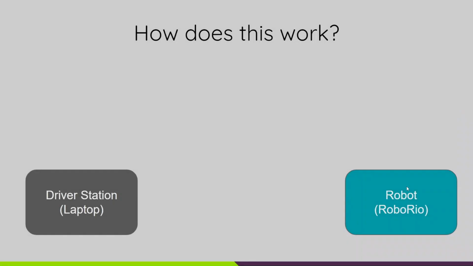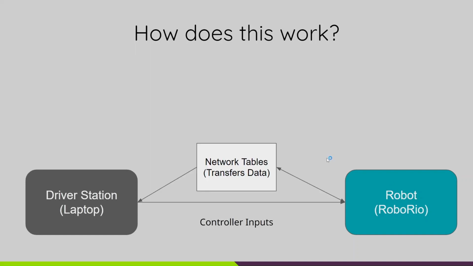In order for the robot to operate, it must be connected to a driver station or a laptop, which has two Xbox controllers, which give the robot controller inputs and basically make sure that the robot isn't doing anything dangerous. Now, in order to send information back to the driver station, the robot uses something called the network table, which basically transfers data two ways between either.